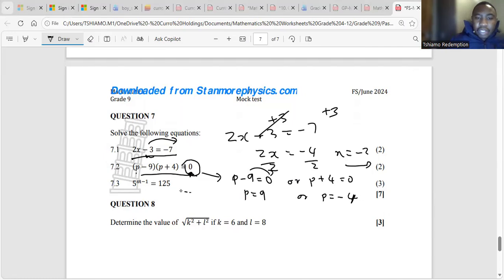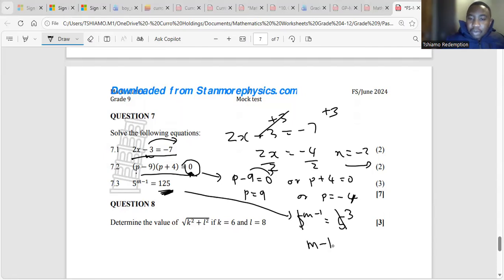This one is your exponential equation. 5m minus 1. How can I write 125 as an exponent? Exponential form is 5 cubed. And then if the bases are the same, we drop the bases and equate the exponents. So I'm going to have that, which gives m is 4. Okay, don't get it now.